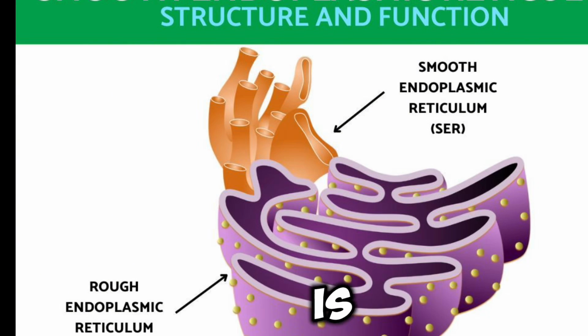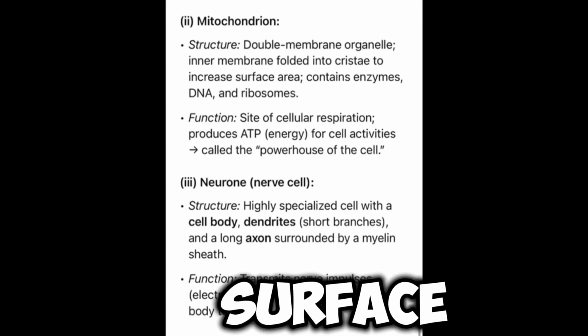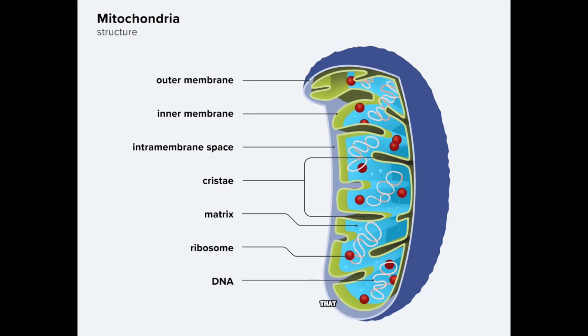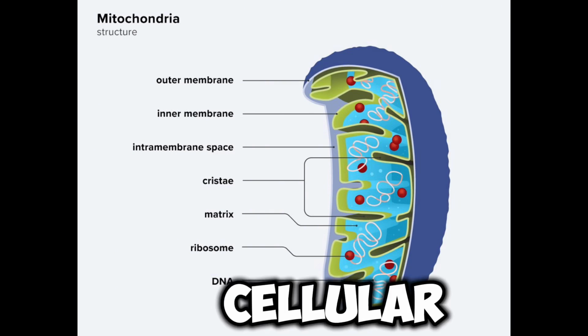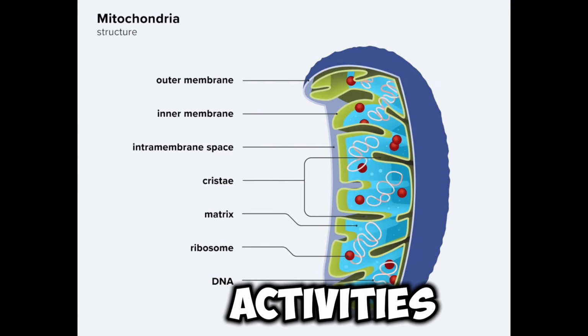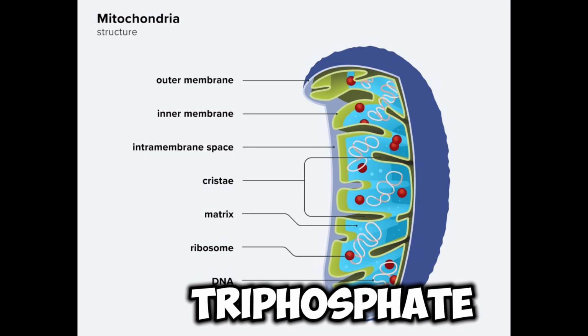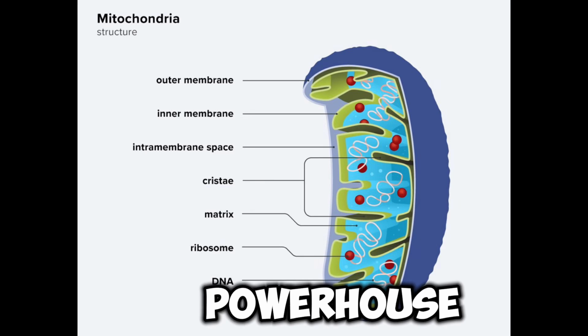The next one is mitochondria. The structure is that it is a double membrane organelle, with the inner membrane folded into cristae to increase surface area. The function is that it is the site of cellular respiration and produces ATP, which is used for cell activities. ATP, of course, you know is adenosine triphosphate. Mitochondria is called the powerhouse of the cell.